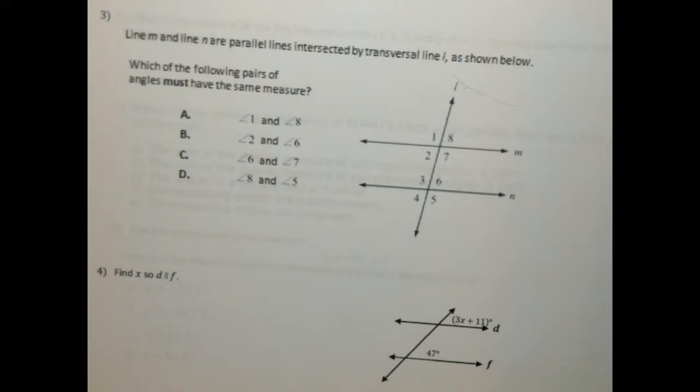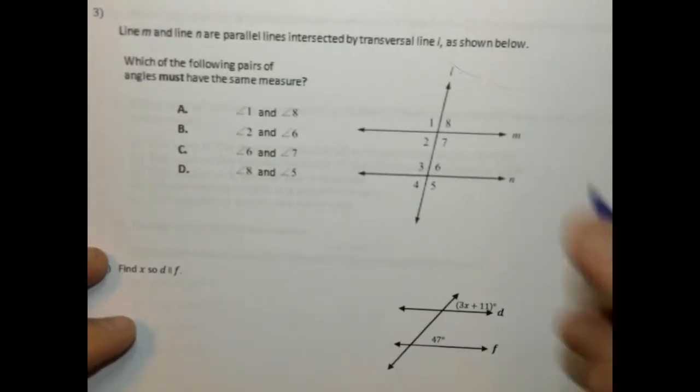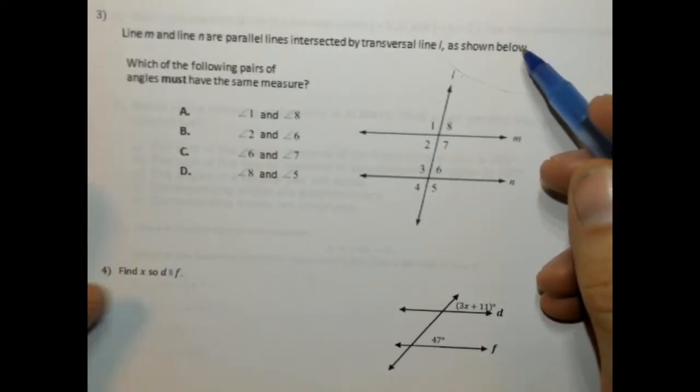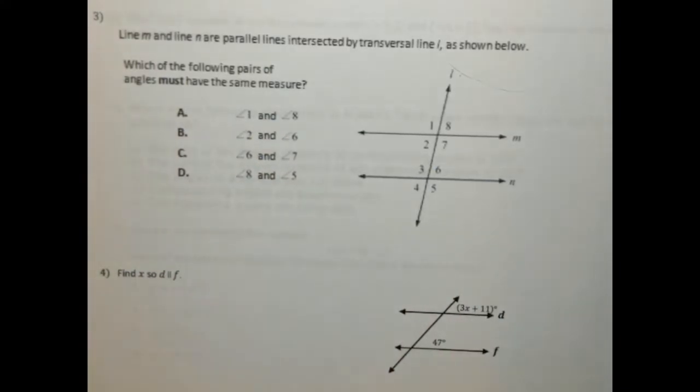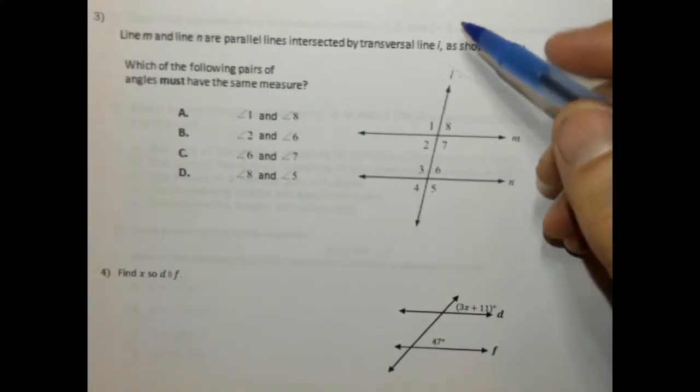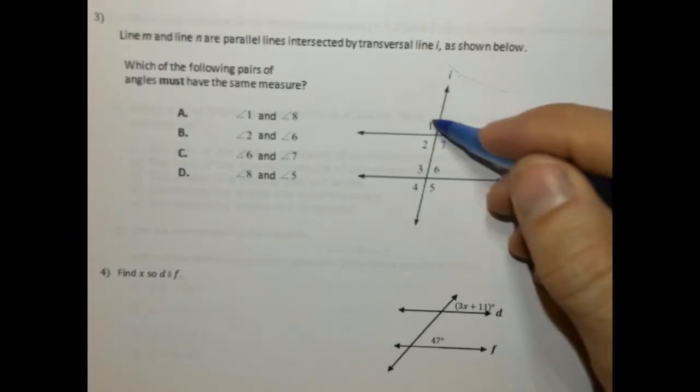Okay, lines M and N are parallel lines intersected by a transversal line L, as shown below. Which of the following pairs of angles must have the same measure? Okay, so let's see. 1 and 8 do not need to be the same.